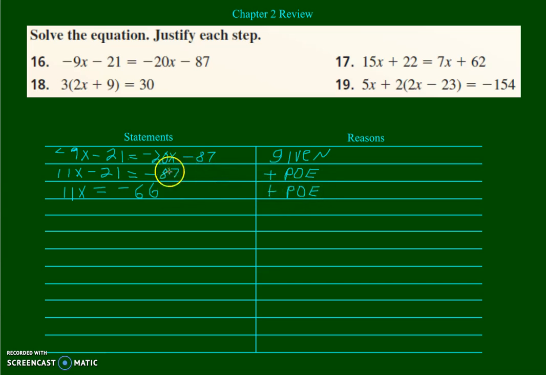Now usually when you have two statements that use the same reason, you can use one reason, but because this is a pre-generated table, I wrote it twice. But let's keep going. Now we're going to divide both sides by 11. So x equals negative 6. And this would be division property of equality, since I divided both sides by 11. And so now we go on to problem 17.